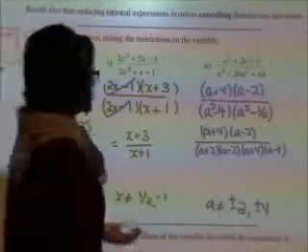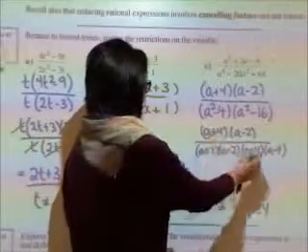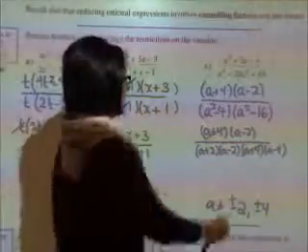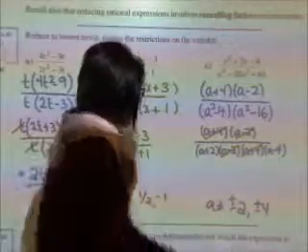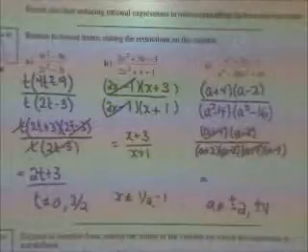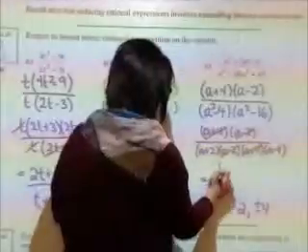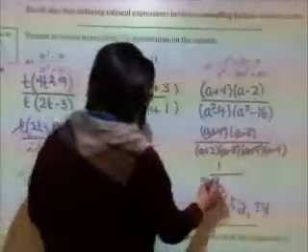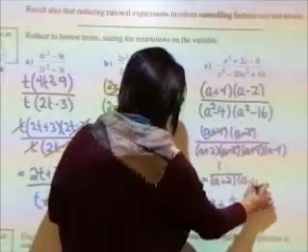Now that I have my restrictions, I can then eliminate my factors. So a plus 4 and a plus 4, a minus 2 and a minus 2. So what does that leave me with for the numerator? It would be 1. And then the denominator would be my a plus 2 and a minus 4.